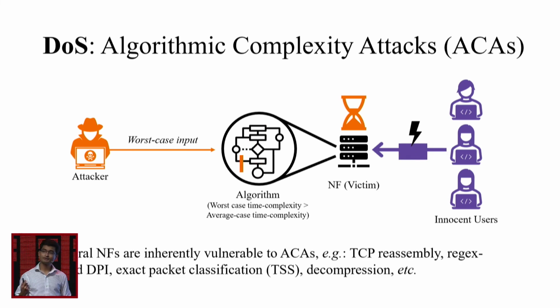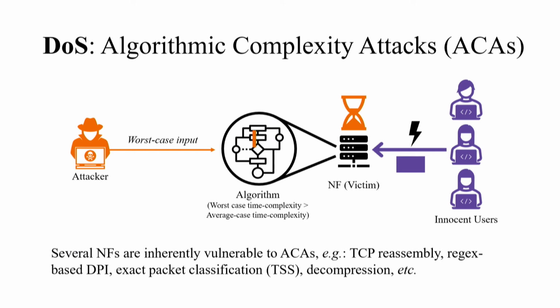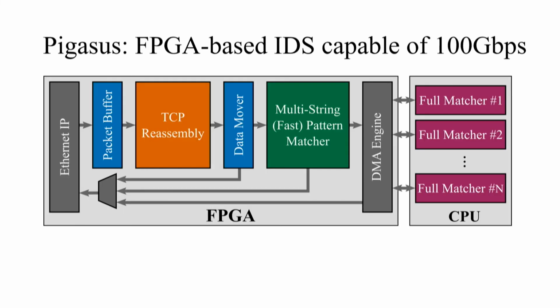It turns out that several NFs on the internet are inherently vulnerable to these kinds of vulnerabilities. So, for example, TCP reassembly, regular expression-based deep packet inspection, packet classification, etc. Now, I want to give you a concrete example of where we see this in practice. Pegasus is an FPGA-based intrusion detection system that we built at CMU and appeared at OSDI 2 years ago. Now, Pegasus is really fast. It's capable of processing 100 Gbps of traffic in the common case, all within the footprint of a single server.